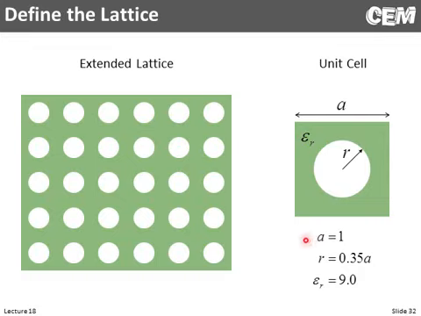So we give this some properties. Lattice constant of 1, so it's a square unit cell with side length 1. This radius is 0.35 times a, and we'll have air in the middle here in this hole, and a dielectric constant of 9 out here in the green region. So we want to calculate the band diagram associated with this lattice.